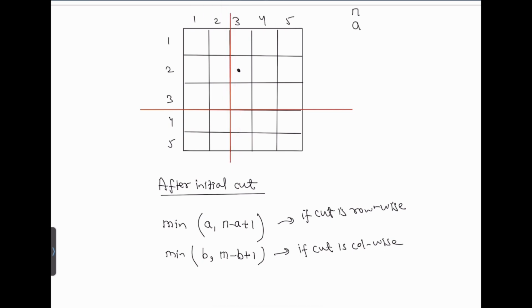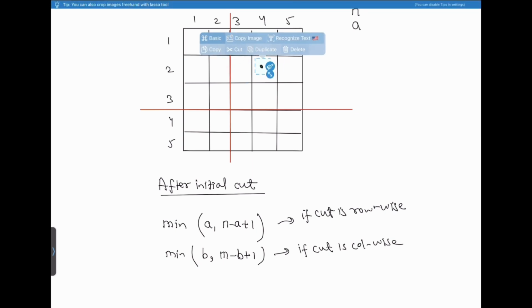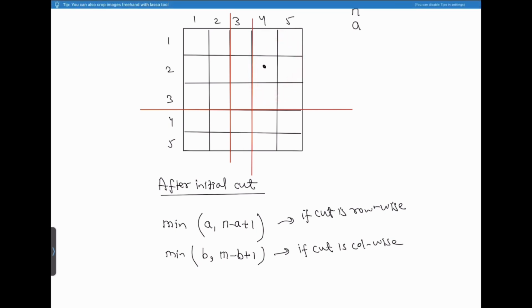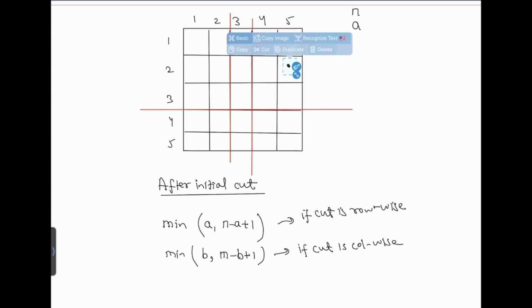So now it is here, right? So now it will try to move to the center. Obviously, this is the center, isn't it? Now again, we have to make a cut. So let's make a column wise cut again. So it's left with this much of space now. So where will it move? Let's say it moves here because that's the center. It is already at the center, right? So now again, let's make the column wise cut.